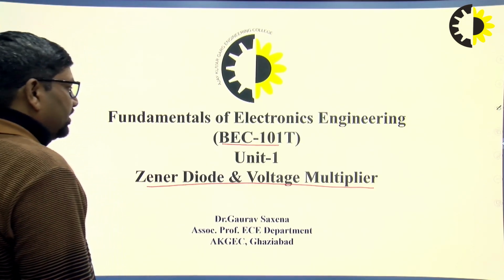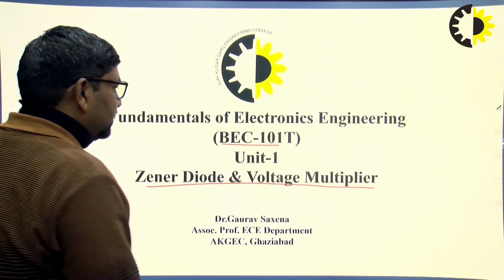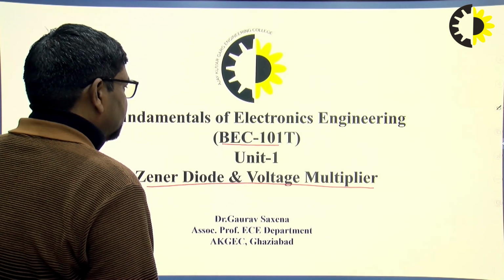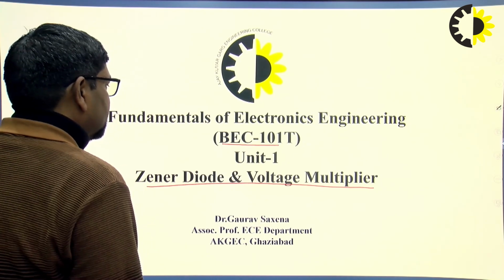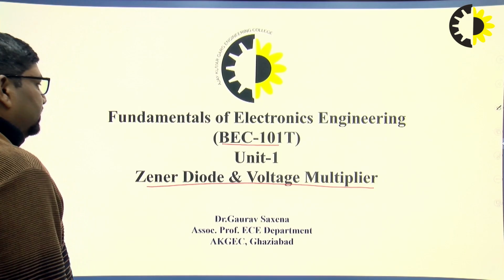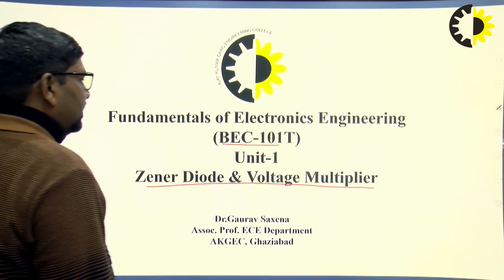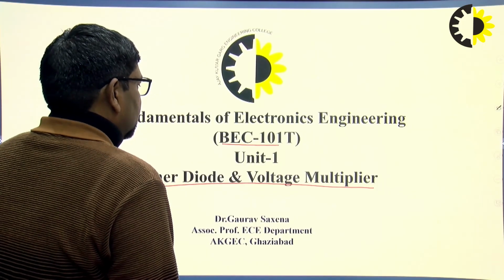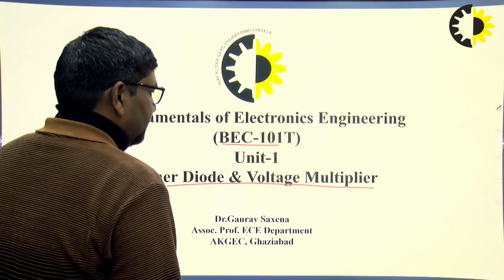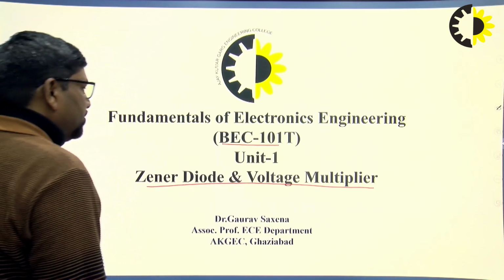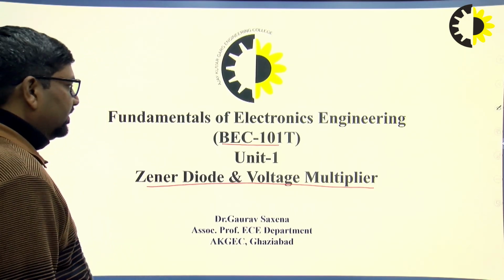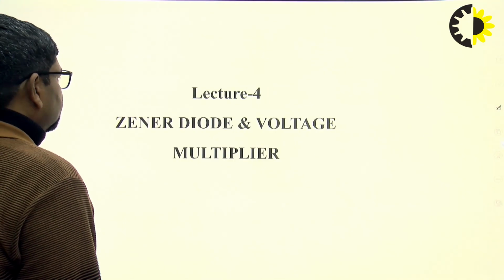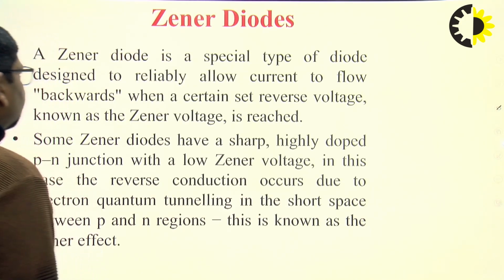And the voltage multiplier: a very important application of the PN junction diode is the voltage multiplier. That means if I have a voltage of 5 volt and in a circuit you want a voltage of 10 volt, 15 volt or 20 volt, we use a voltage multiplier built with PN junction diodes. So what is the meaning of a Zener diode?